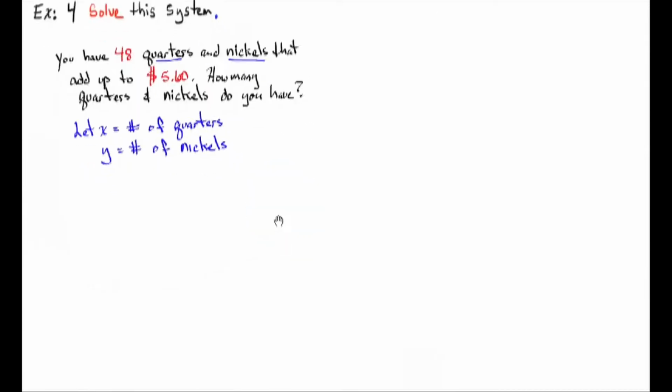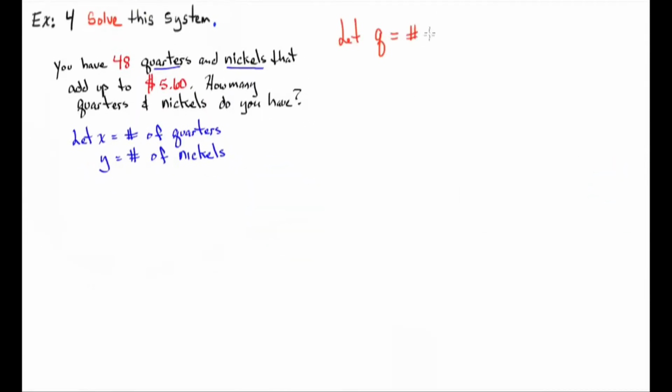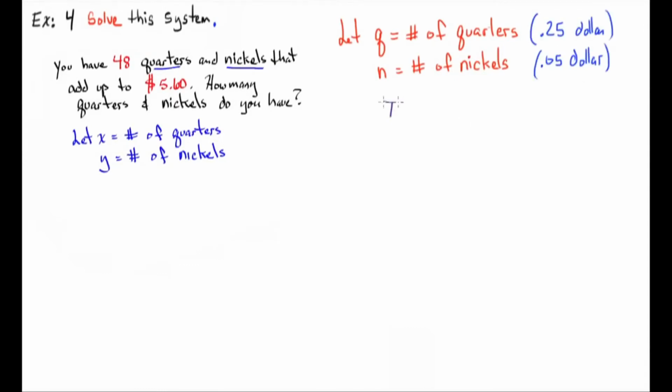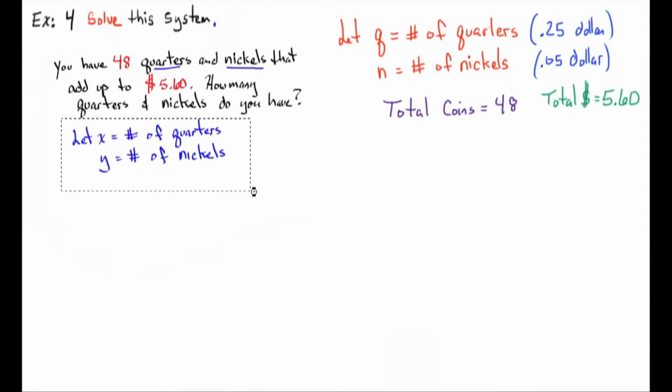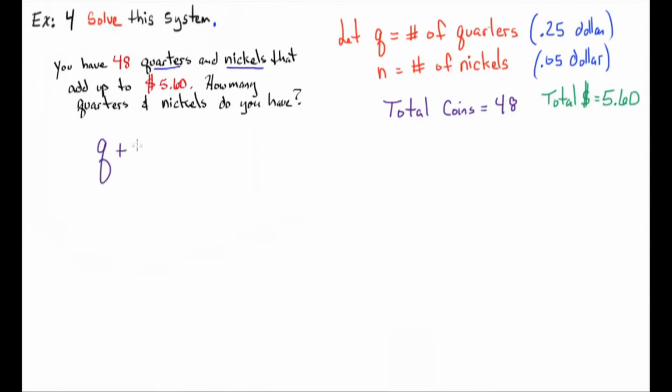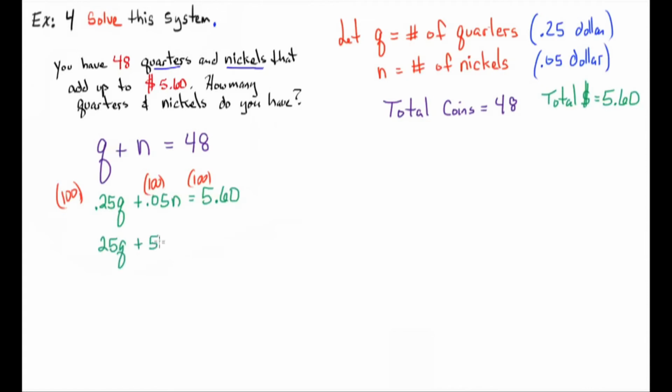Okay, example 4. Solve the system. You have 48 quarters and nickels that add up to $5.60. How many quarters and nickels do you have? So let's say Q is the number of quarters, N is the number of nickels. So our total coins equation will be Q plus N equals 48. And then the total amount of money would be 0.25Q plus 0.05N equals 5.6. I can clear the decimals by multiplying by 100.